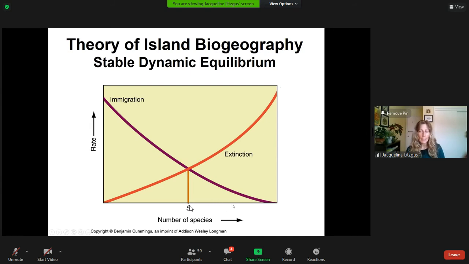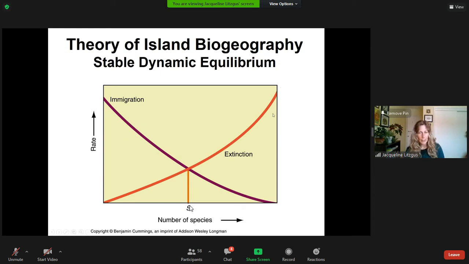Because if you go above that equilibrium, that stable number of species, extinction is higher than immigration, and so extinctions will happen to bring the number of species back down to this value. On this side, if you're lower than that stable number of species, immigration is above extinction, so more will arrive until you get back to this value where those numbers cross. And if you remember, you can extrapolate to the y-axis at the crossing point to figure out what that turnover rate is. Okay, so that is the crux of island biogeography.